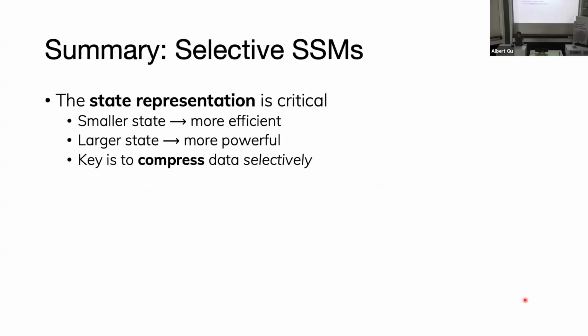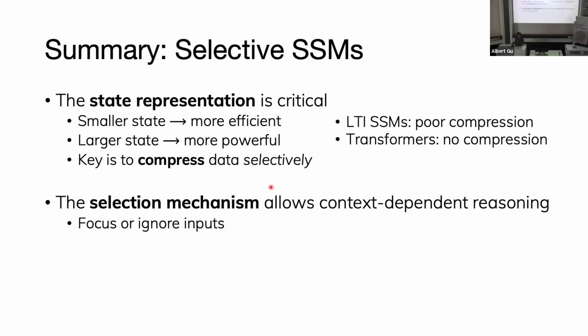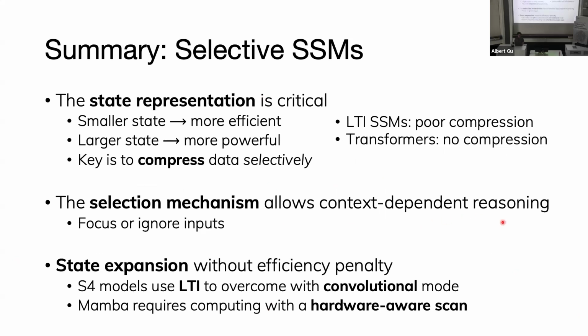So these are the key takeaways. The motivation was about what is being represented in your state. We want the optimal trade-off between a smaller state, which is more efficient, versus a large state that's more powerful. But we want to compress information intelligently into our state, or compress it selectively. The selection mechanism allows much more expressivity and content-independent reasoning. And we needed to compute it using implementation tricks.